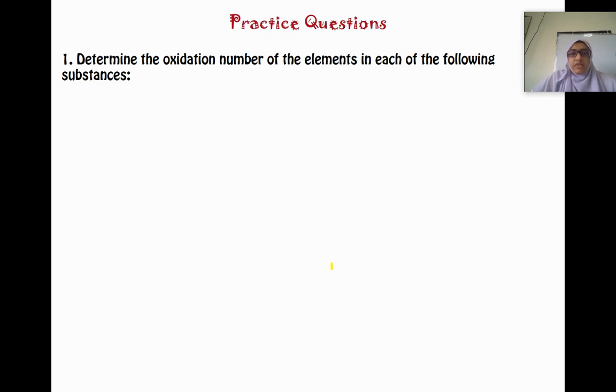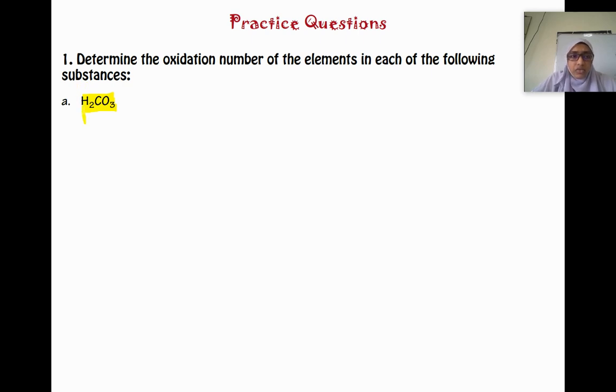Determine the oxidation number of elements in each of the following substances. These are the first 2 questions, I think, in the practice questions that I've given you. So H2CO3. Now this is a compound. You need to find the oxidation number of each of the elements here. Let's look at some general rules. The total oxidation number of the whole compound must be 0. So in this case, the whole thing equals 0.